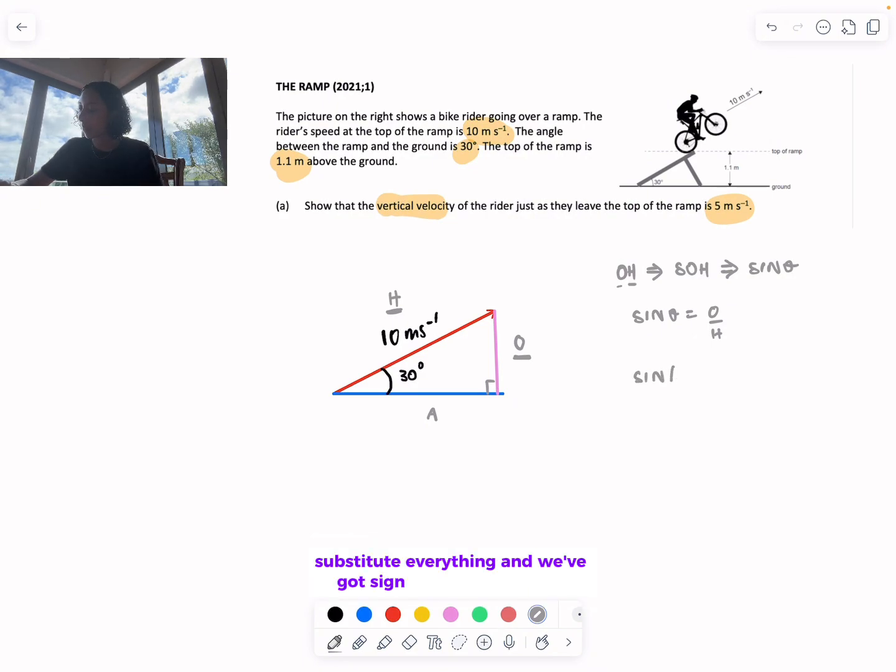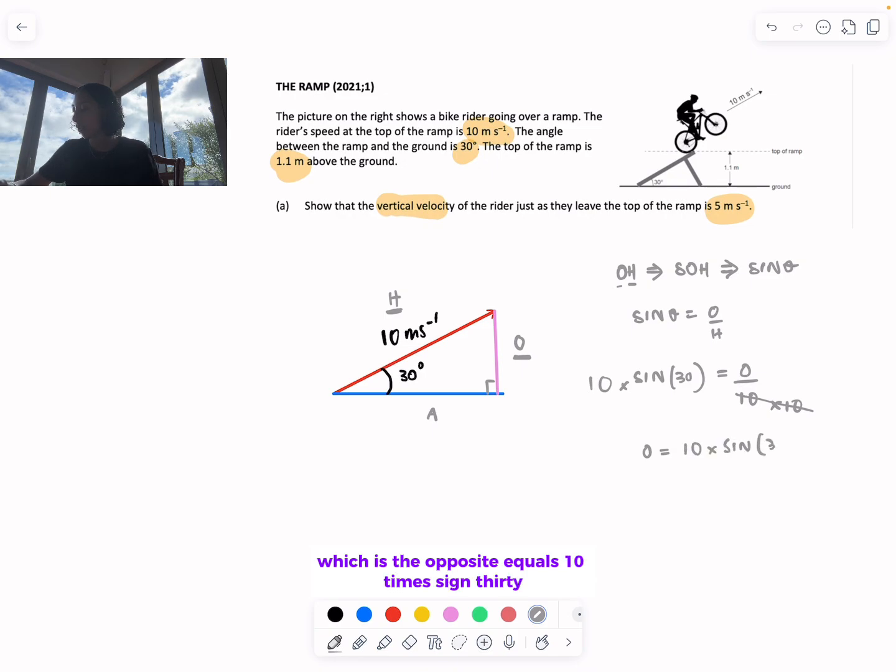We've got sine 30 equals opposite, which we're trying to figure out to be 5 meters per second, over H, which is 10. Now, to rearrange things around, we want to get rid of that 10, so we times this side by 10 to get rid of it on this side, and then we have to times the other side by 10. So what we're left with is O, which is our opposite, equals 10 times sine 30. Plugging that into your calculator, you should get 5 meters per second.